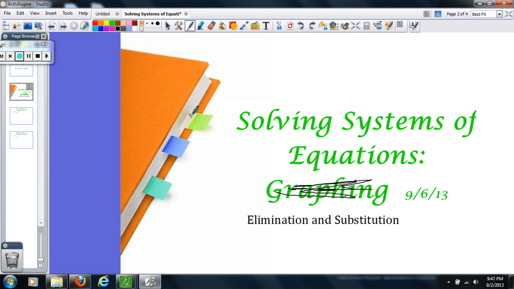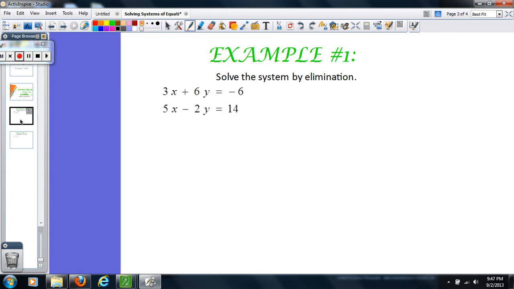So we're going to be doing solving systems of equations, and this time we're going to do the elimination and substitution method. You can do elimination and/or substitution method anytime you want, but there are times that one is easier than the other. So I suggest you look at which one is easier, and I'll point that out at which point.